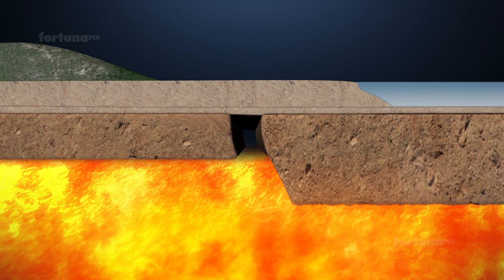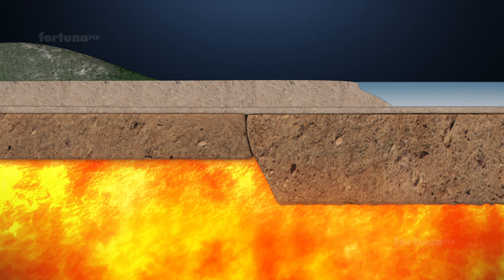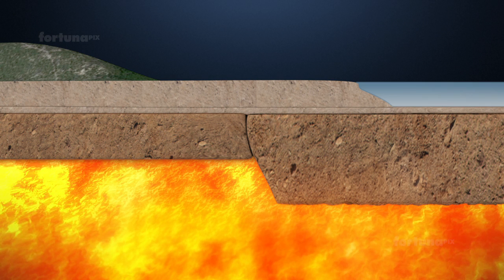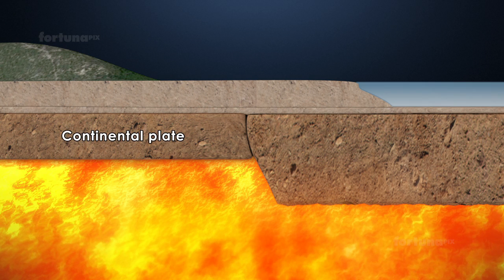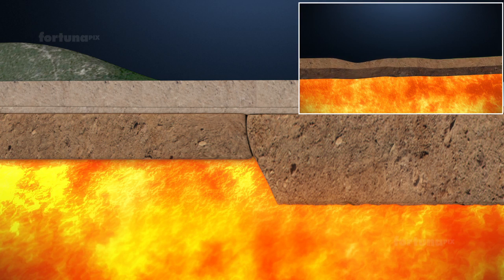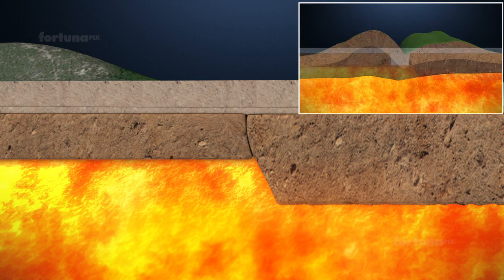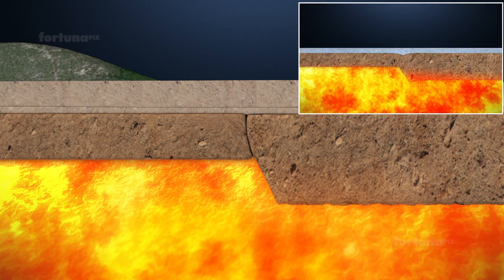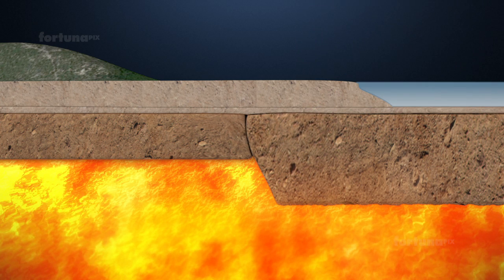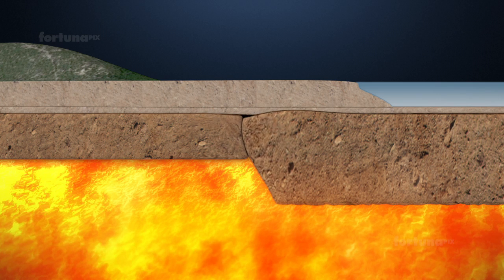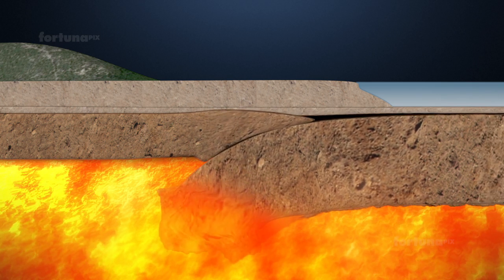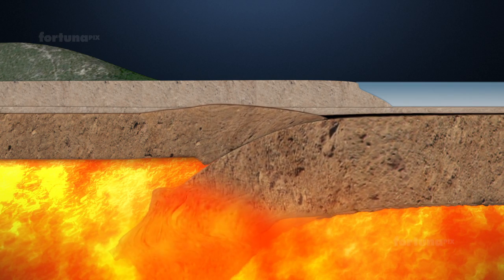Convergent boundaries are formed in places where 2 of the tectonic plates collide. These collisions can occur between a continental plate and an oceanic plate, between 2 continental plates, or between 2 oceanic plates. When an oceanic plate collides with the less dense continental plate, the oceanic plate will sink beneath the continent, forcing the continental plate upward.